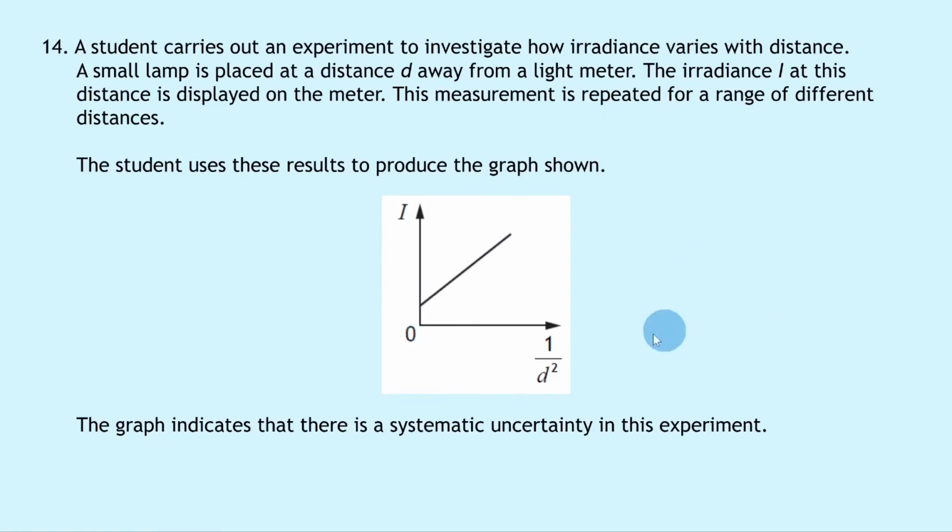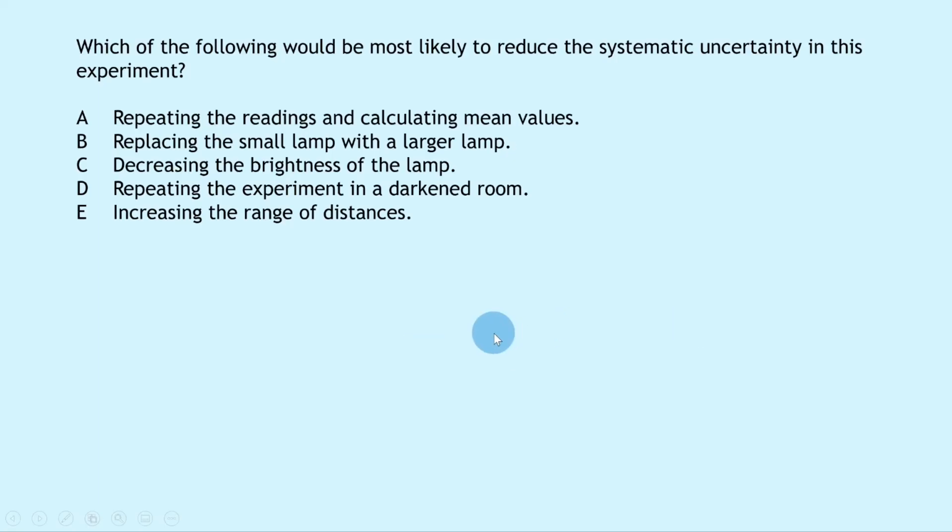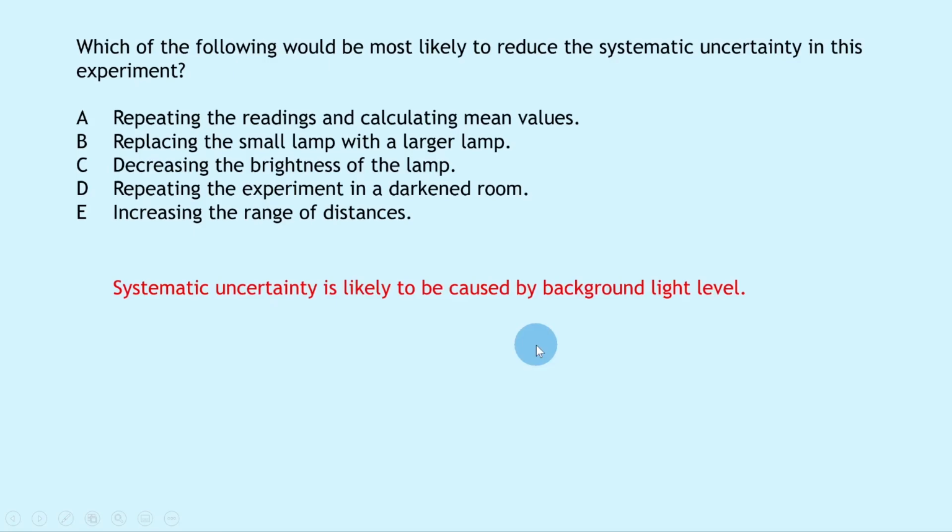So this suggests we're getting more light in the experiment than we want to get. In order to reduce light that might be affecting the experiment, the most sensible answer here would be repeating the experiment in a darkened room. And that suggests that the systematic uncertainty is likely to be caused by the background light level in a room or caused by other experiments in the room. So that means that repeating the experiment in a darkened room is going to be the correct answer here, which is D.